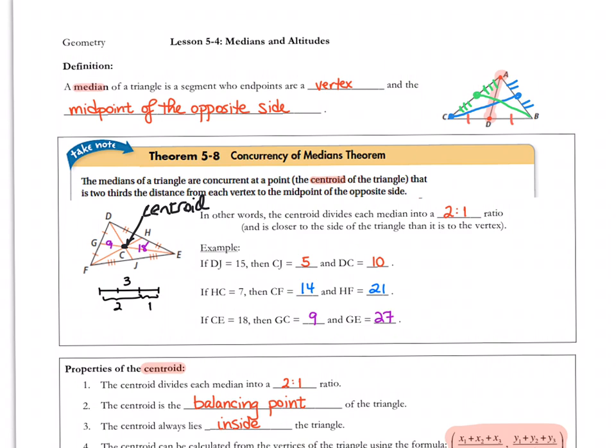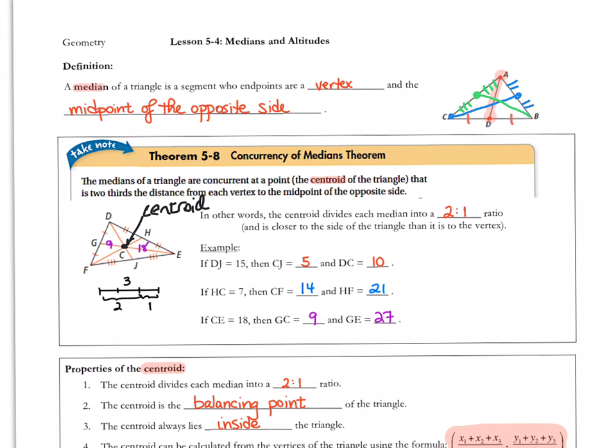So every one of these segments has something special about them. The circumcenter gave you a circumscribed circle. The incenter gave you an inscribed circle. The thing that's special about the centroid is every median is cut into a certain ratio by the centroid. So if you look at any one of these segments here, the ratio of the short one to the long one is a 1:2 ratio.